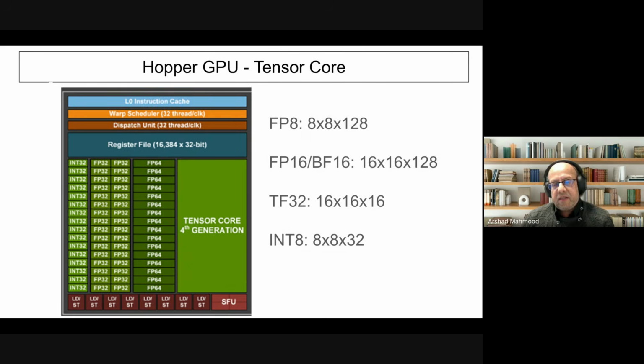Because each one of these can be done in hardware in a single instruction, this is one of the fastest ways to actually do the computation of your whole matrix multiplication, basically. So these tensor cores are going to be critical to getting the best performance on a matrix multiplication.